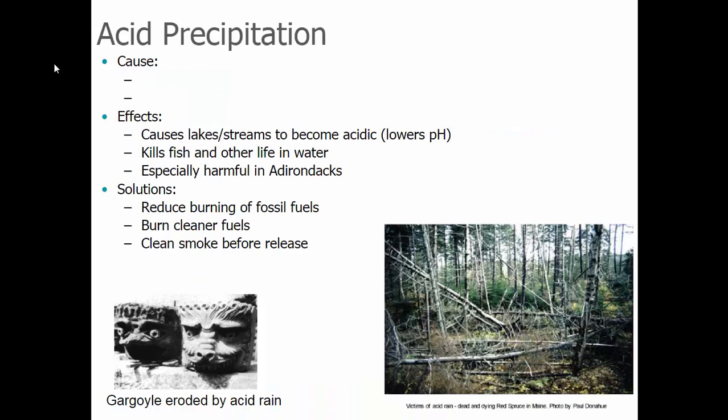Okay, air pollution, types of air pollution. Acid precipitation. You've heard of acid rain? So acid rain is caused when humans release sulfur and nitrogen into the atmosphere. Often this is due to burning of fossil fuels, primarily. And in the atmosphere, this sulfur and nitrogen is transformed into sulfuric acid and nitric acid.